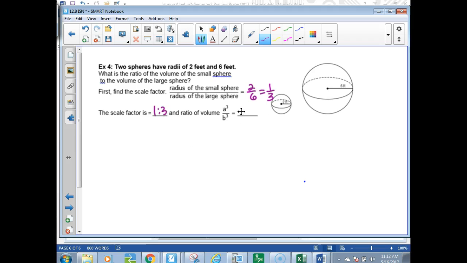The ratio of the volumes, you take those numbers and cube them. So you got to do 1 cubed to 3 cubed. That's 1 times 1 times 1, which is 1, over 3 times 3 times 3, or 3 to the third. 3 times 3 is 9. 9 times 3 is 27. So that is the ratio of the volumes. It's going to get bigger. The ratio of the sides and areas are comparable by squaring those numbers. Ratio of the volumes, you cube them.